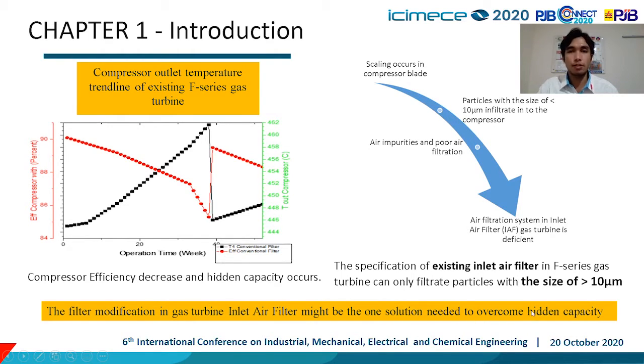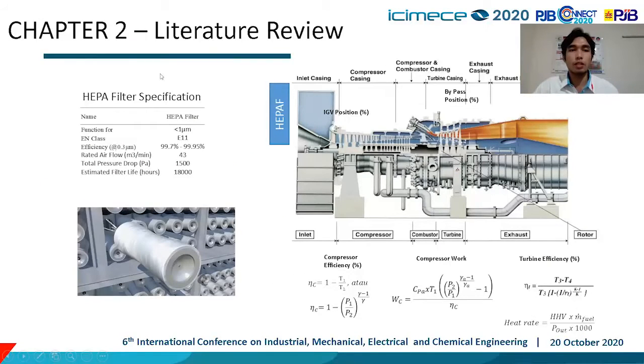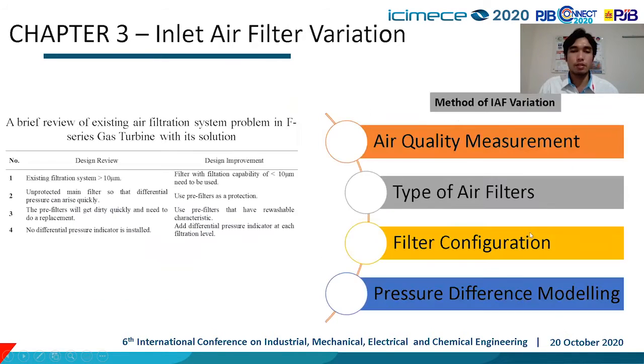So the filter modification in the gas turbine inlet air filter might be the one solution needed to overcome hidden capacity. Chapter 2 Literature Review. As we know before, the existing conventional filters can only filter particles with the size of more than 10 micrometers. So we need a better filtration method. Here we can use the High Efficiency Particulate Air filters, or HEPA filter, that can filter particles with a size of less than 1 micrometer.